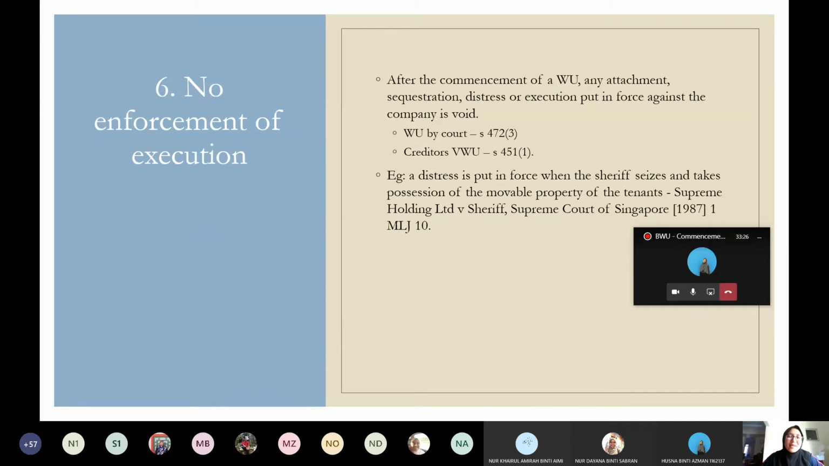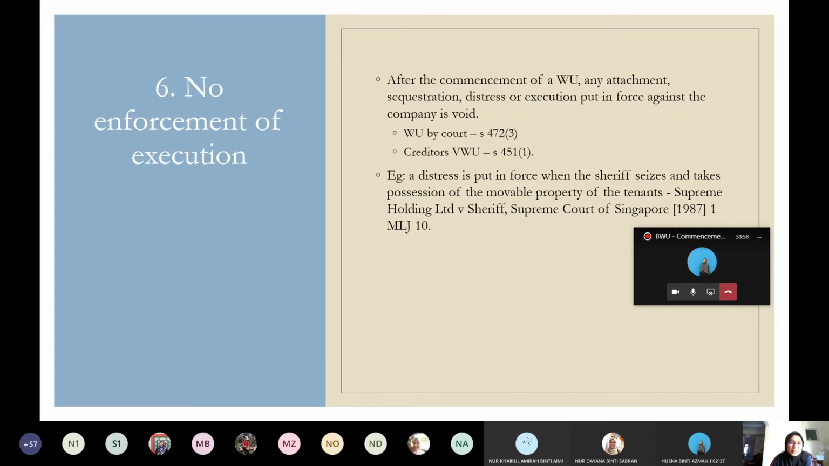No enforcement or execution should be, kat situ should be. Okay, after the commencement of a winding up, any attachment of property of the company, sequestration, distress or execution put in force against the company is void. Yang ni execution for the judgment for example ataupun enforcement of debt of the company by creditors tu dah tak boleh buat lagi selepas commencement of the winding up. Yeah, so yang ni sama dengan bankruptcy juga.